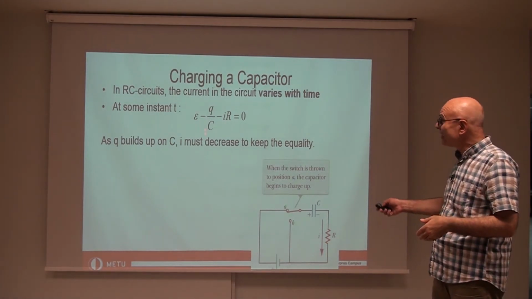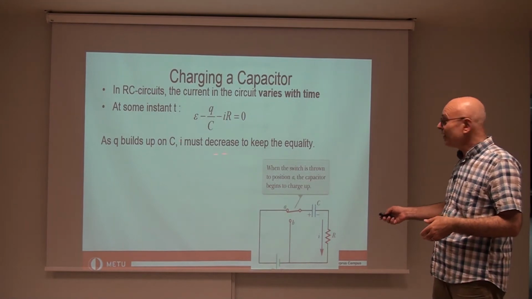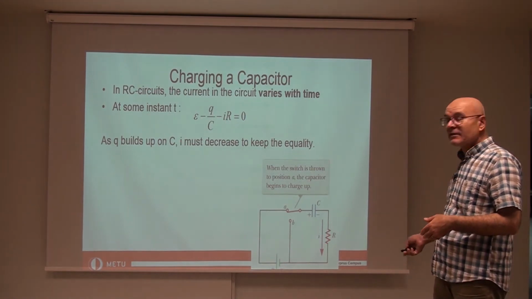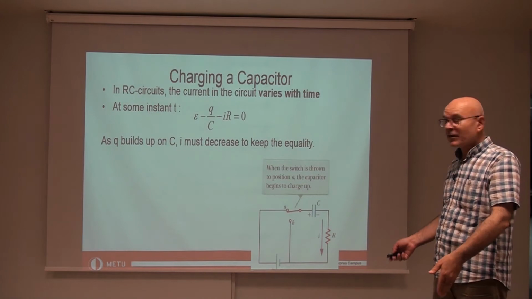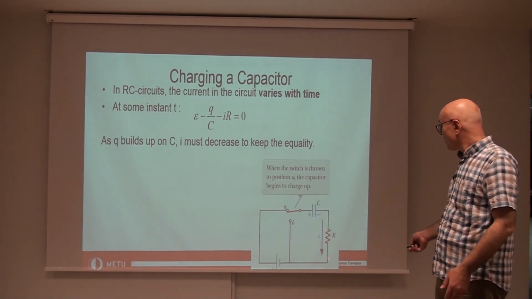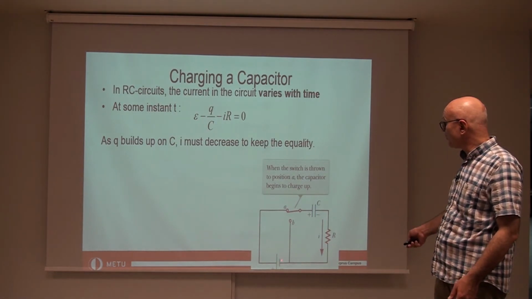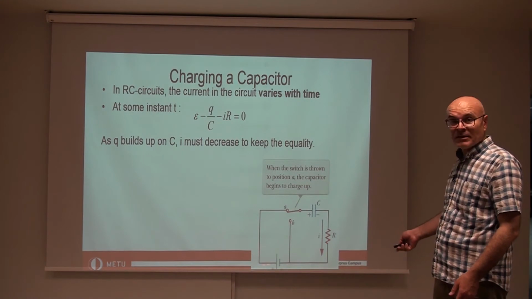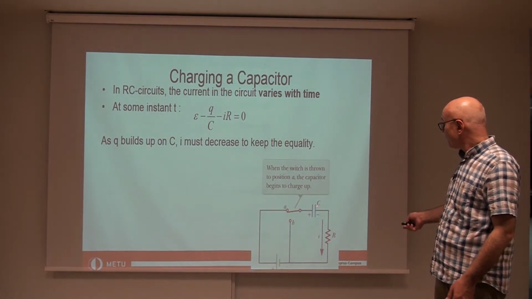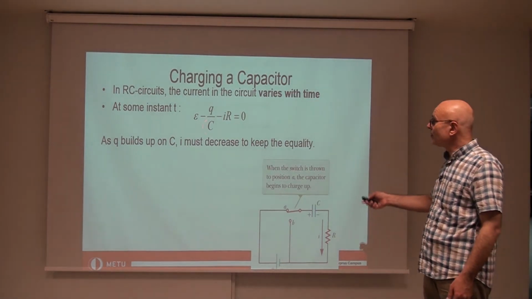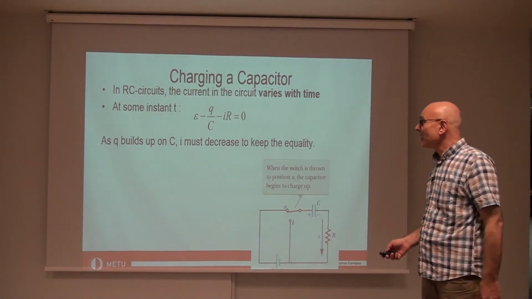So minus Q over C, okay? And then you are crossing the resistor along the direction of the flow of current, so minus IR. You're coming back to the same point, so this whole thing should be equal to 0. So the sum of the potential differences across the three circuit elements, the E, the C, and the R, should add up to 0.